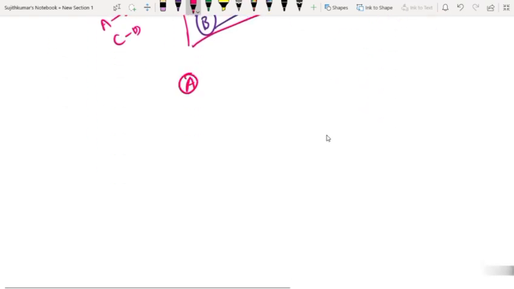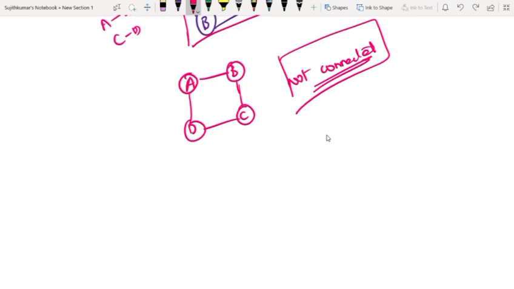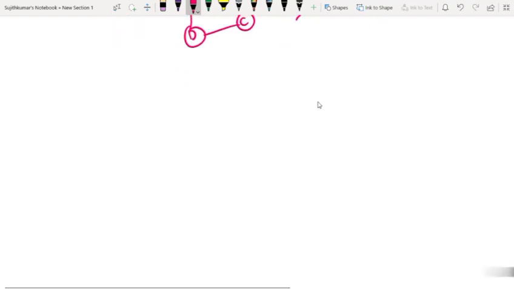This is not a connected graph, guys. People would confuse it; it may look like a connected graph, but it is not connected. Why? Because you can see that there is no connection between A and C directly. So this is an unconnected graph, or disconnected graph. That's how it goes.